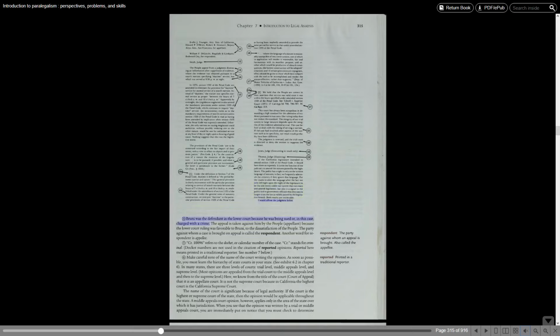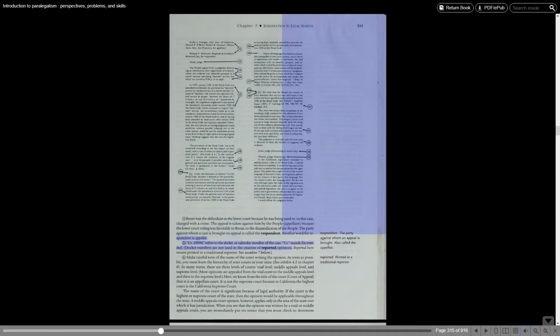Bruni was the defendant in the lower court because he was being sued, or in this case, charged with a crime. The appeal is taken against him by the People, appellant, because the lower court ruling was favorable to Bruni, to the dissatisfaction of the People. The party against whom a case is brought on appeal is called the respondent. Another word for respondent is appellee.